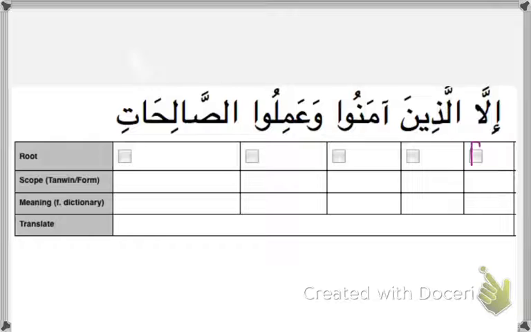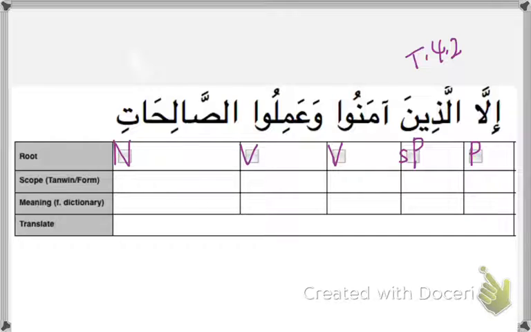Illa is a particle, Alladina is a special particle which is in table 4.2. You can refer to your table. Amanu is a verb, Wa'amilu is a verb, As-salihati is a noun.